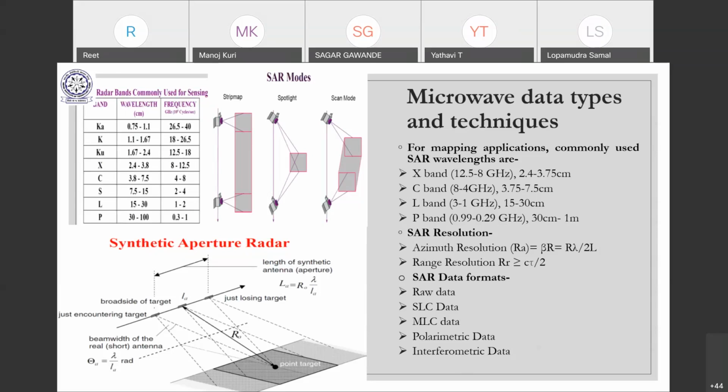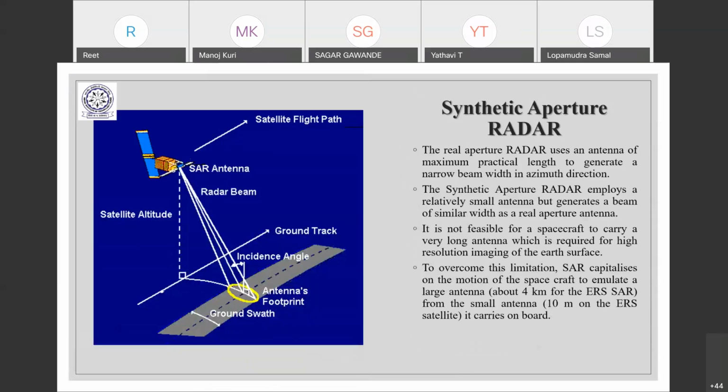So now coming to the synthetic aperture radar. What is a SAR? We are talking about microwave remote sensing, and we have different types of data, and the most important term that we use is synthetic aperture radar. To collect the information from a microwave, we need a radar. A radar is a device which can emit the microwave signal and get it back.